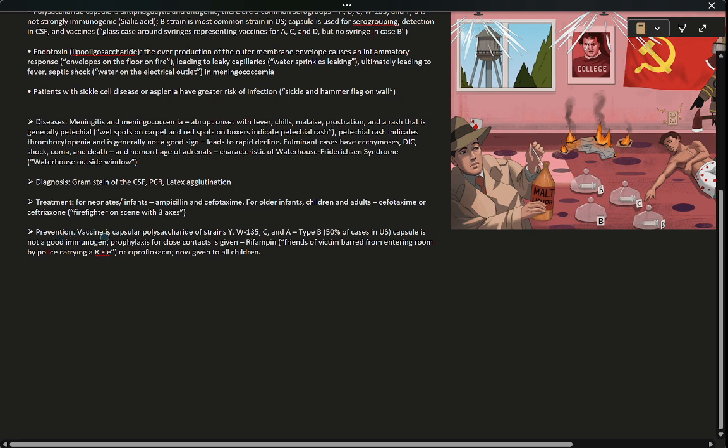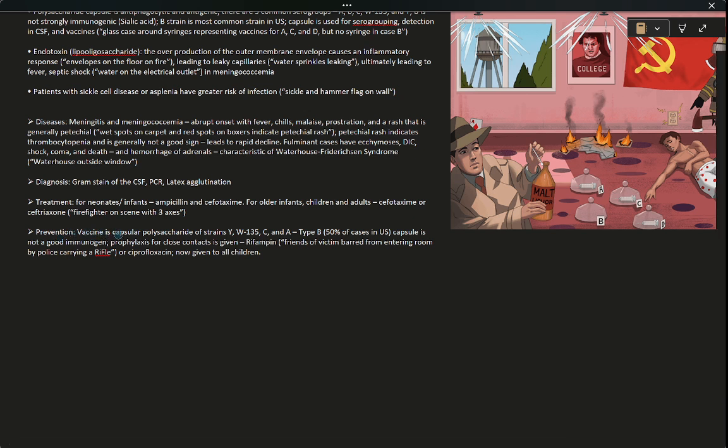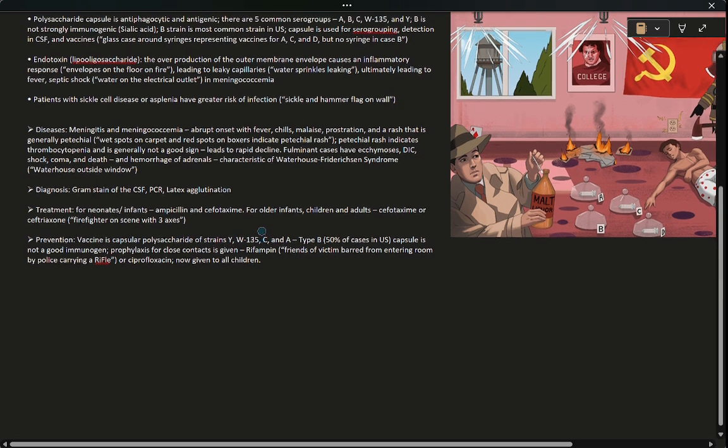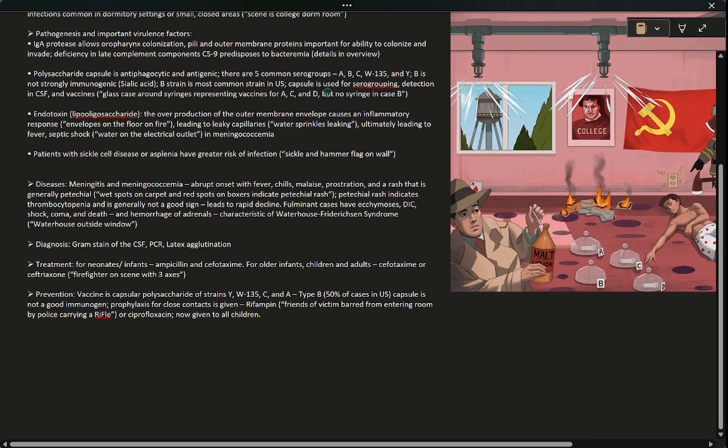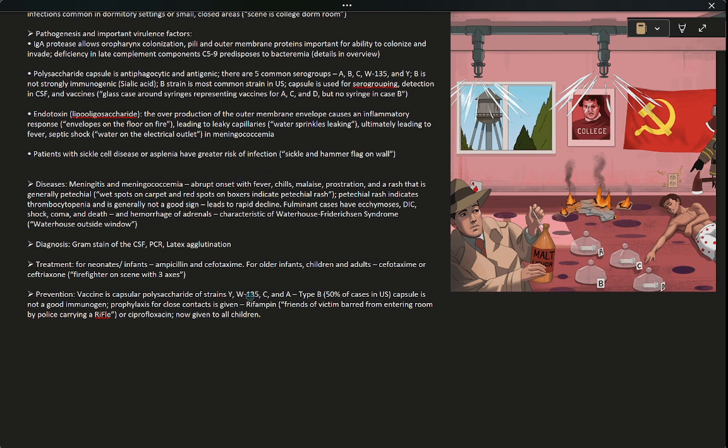Lastly, for prevention, know that the vaccine is a capsular polysaccharide containing the strains Y, W135, C, and A, which correspond to the serogroups that we talked about earlier. Now, the reason why the B strain is not included is because the type B capsule is not a good immunogen, and unfortunately, it's a type B serogroup that is found in 50% of cases involving Neisseria meningitidis in the United States.